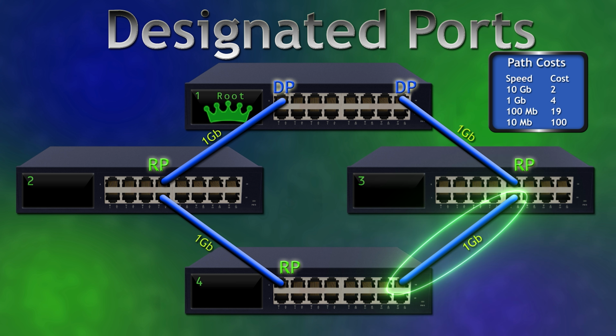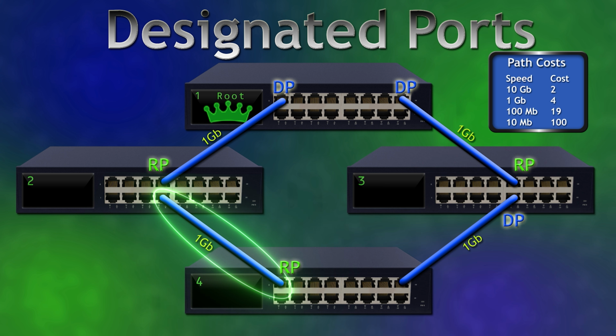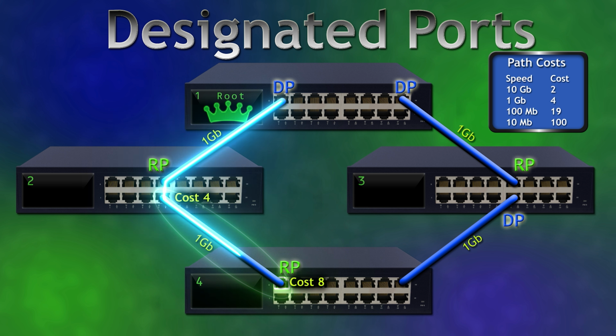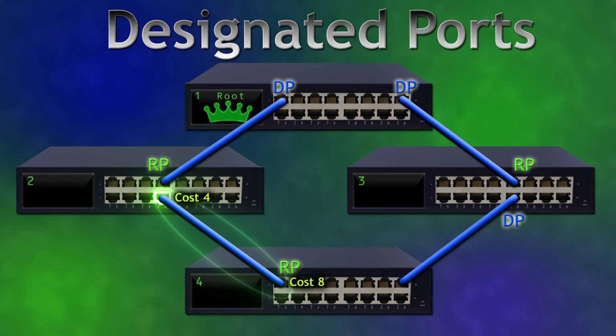For the segment between switch 3 and switch 4, the root path cost is 4 on the switch 3 port versus 8 on the switch 4 port. So the port on switch 3 becomes the designated port. It has the lower cost to the root. And finally, on the segment between switch 2 and switch 4, the port on switch 2 has a root path cost of 4 versus the root path cost of 8 on the switch 4 port. The port on switch 2 becomes the designated port. Again, it has a lower total cost to root.